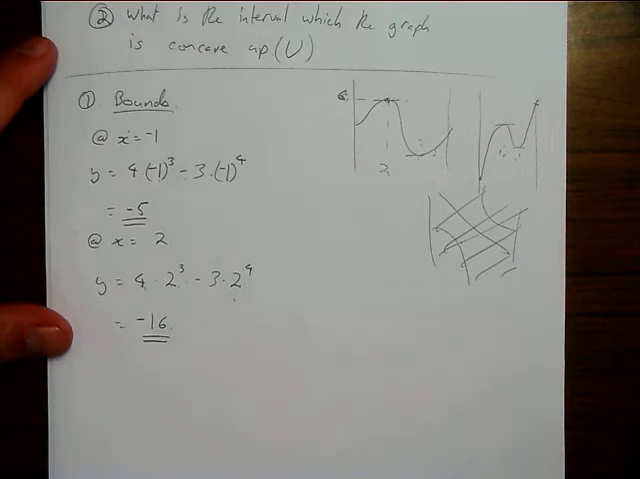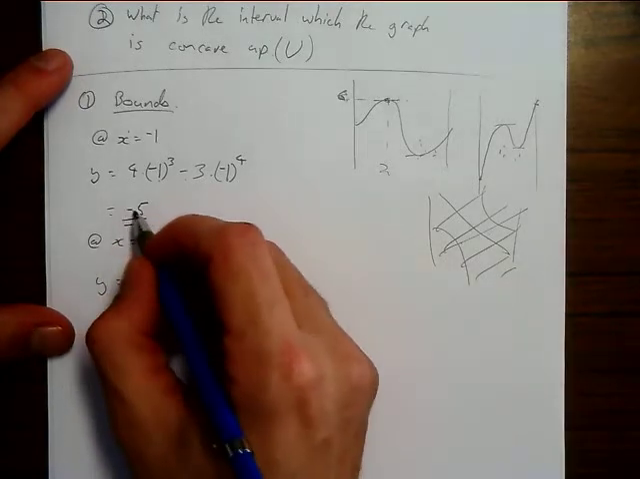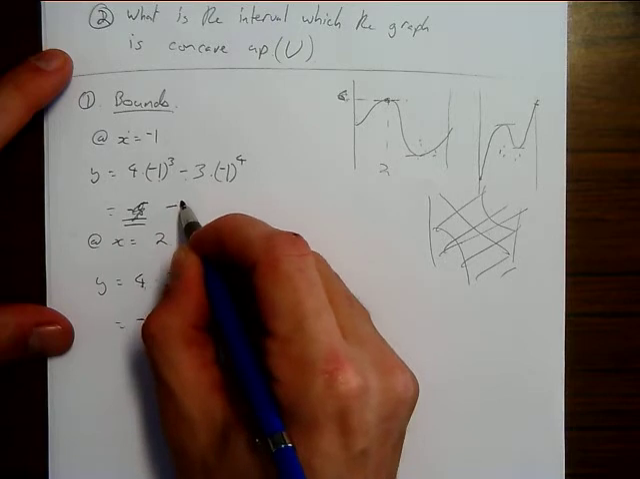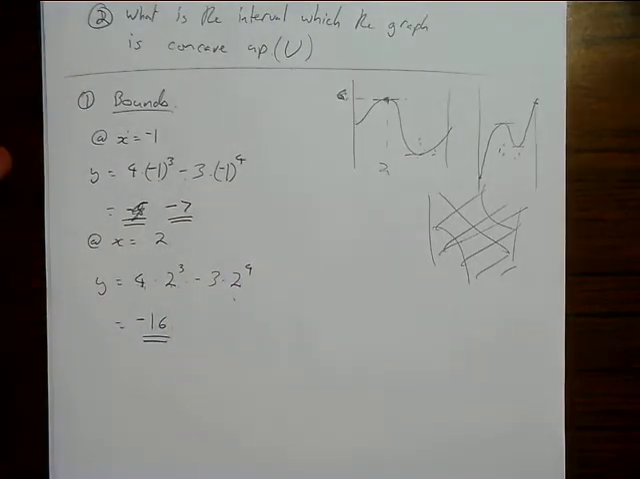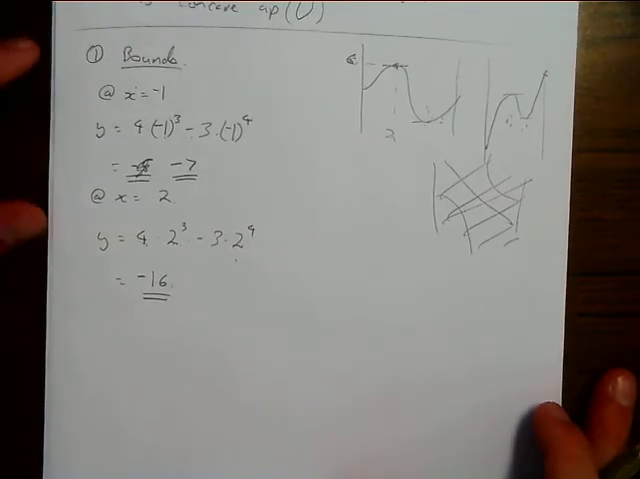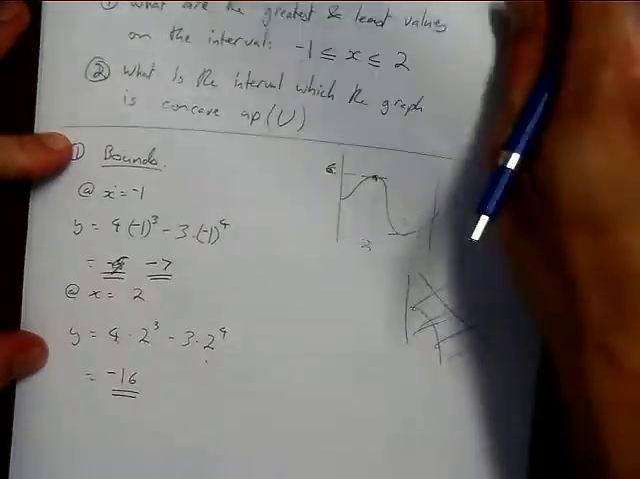Yes? I don't think -5 is correct. Yeah. Well, it's negative. So -4 take 3. Thanks. -7, you're right. Alright, okay, so then we need to find our stationary points.